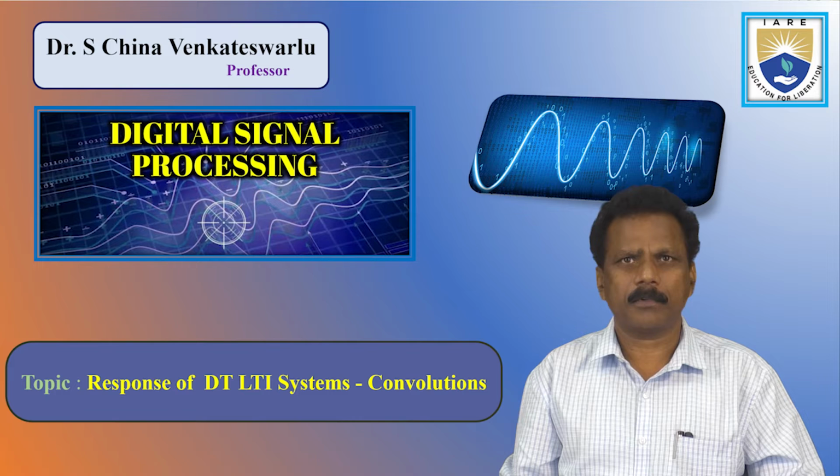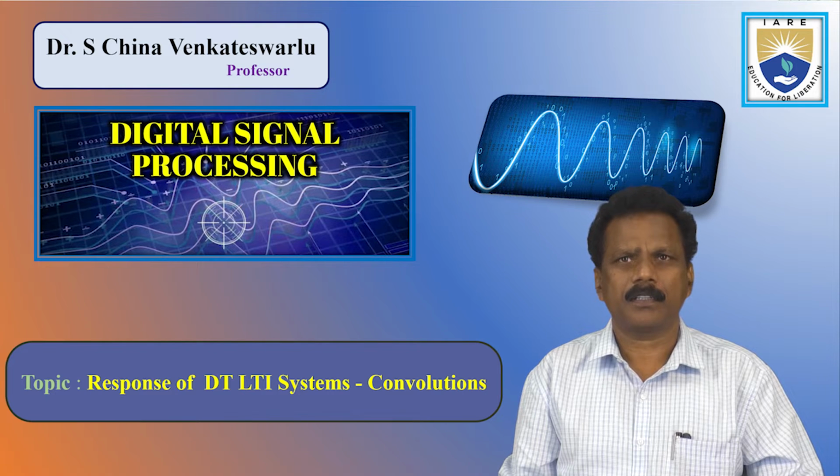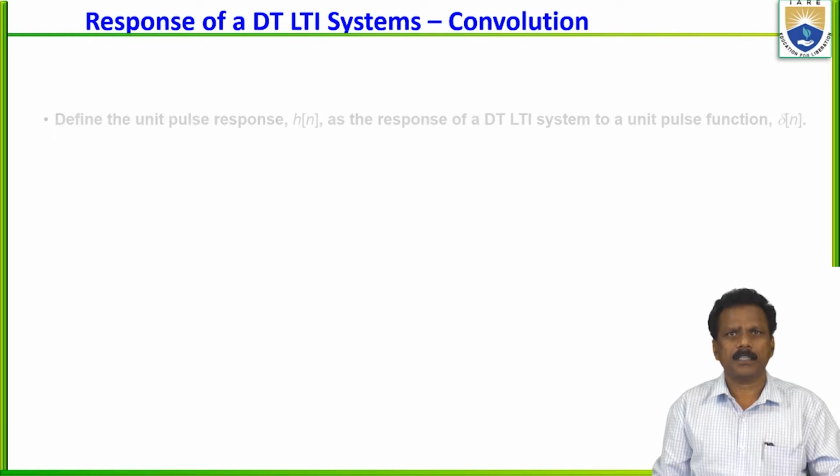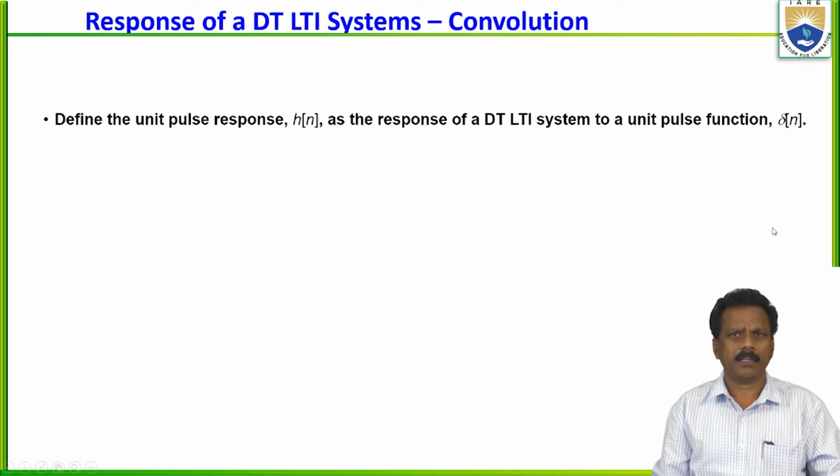Today we will be discussing the response of DT systems involved with convolution. So here, define the unit pulse response. It is denoted by h of n, the response of the DT LTI system to a unit pulse function delta of n.